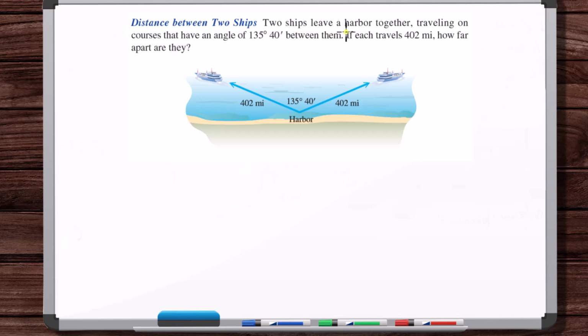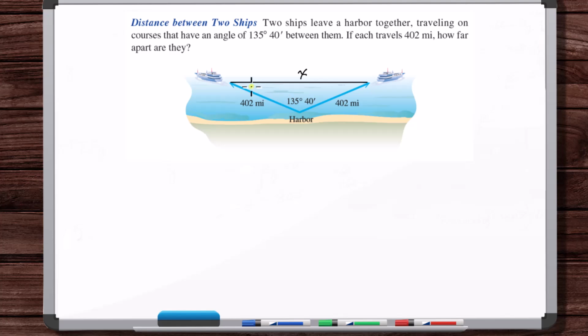Two ships leave a harbor together, traveling on courses that have an angle of 135 degrees 40 minutes. So they leave this harbor, and the angle between their courses is 135 degrees 40 minutes. If each travels 402 miles, how far apart are they? So we're wanting this distance here.